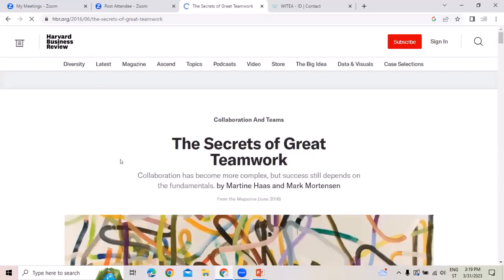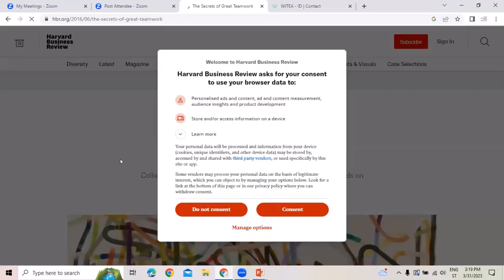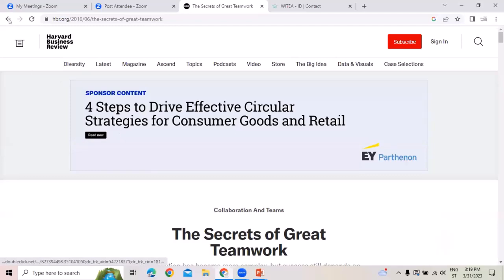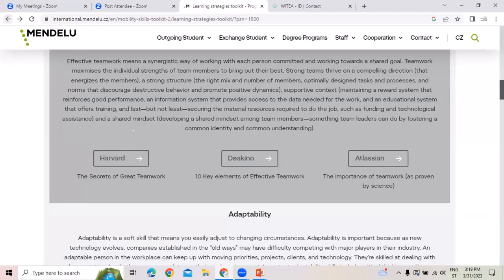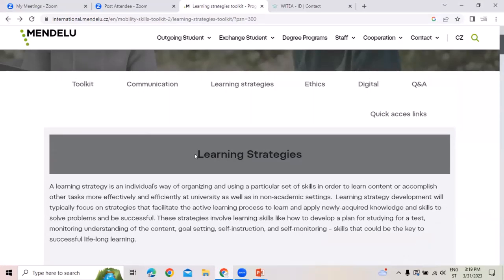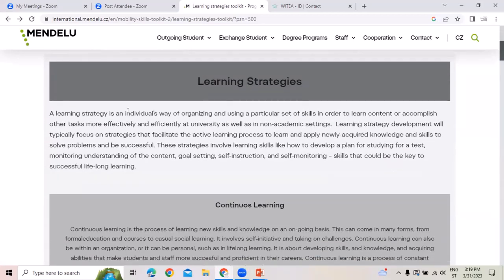Then we show the students the different aspects of teamwork, for instance. Let me just go back. This part of learning strategies has to do with the fact that a learning strategy is an individual's way of organizing. We now prepare the student to engage with all the different strategies that are possible.